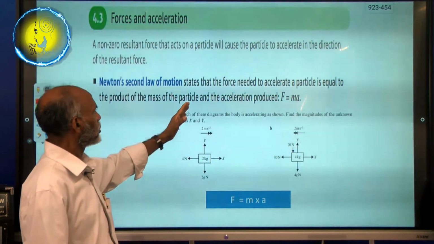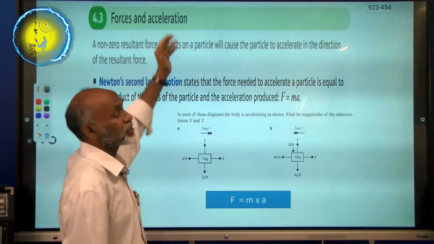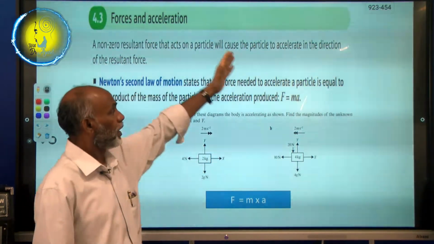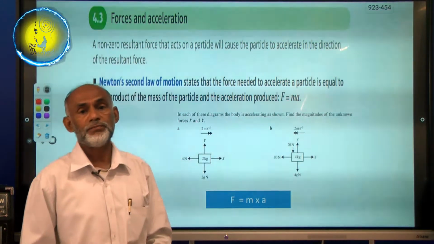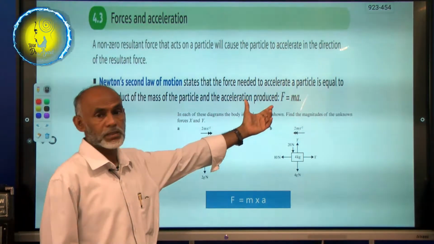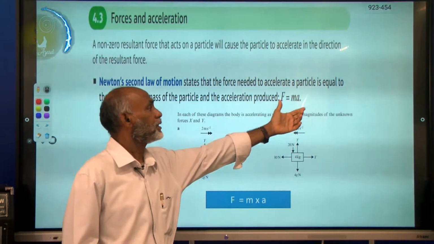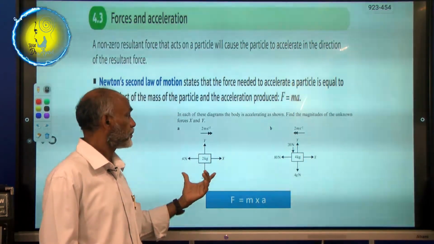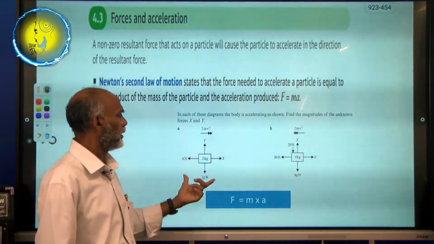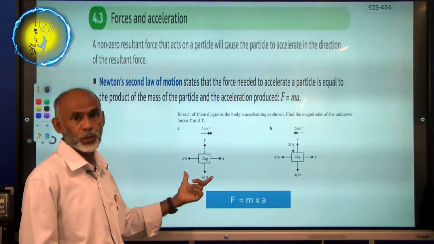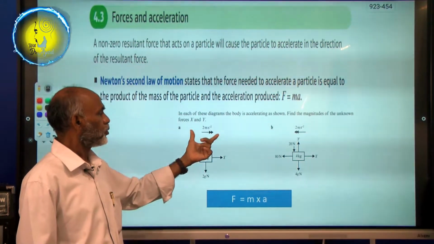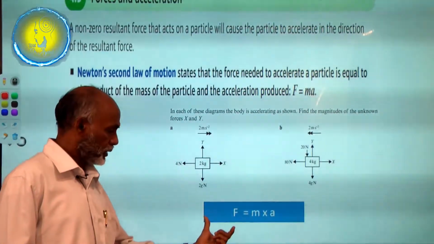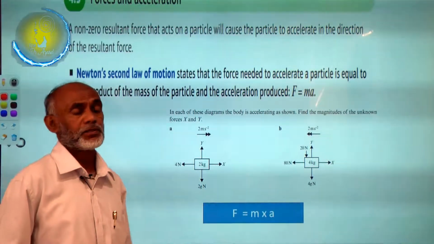In Newton's second law of motion, it is very important to have constant acceleration. Any particle moving with a constant acceleration, we are able to apply Newton's second law. The force we calculate is equal to mass into constant acceleration. The particle has a mass, it moves with a certain acceleration. In this example, the mass is 2 kg and the acceleration is 2 meters per second squared. The force we calculate is equal to mass into acceleration.